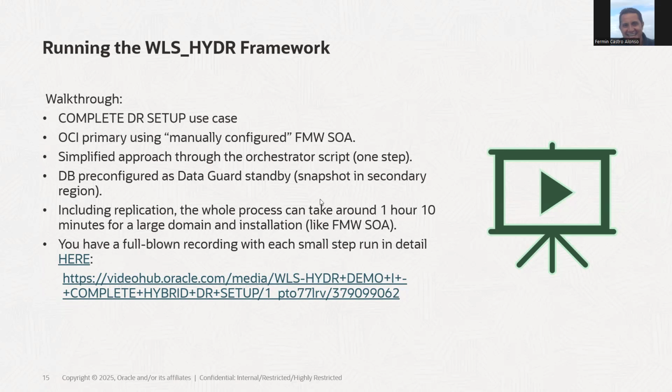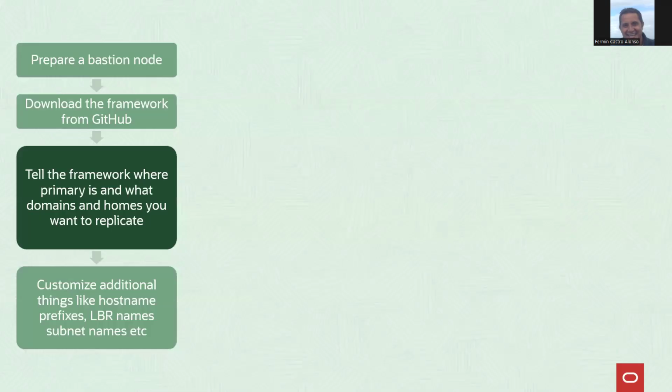In this case, we're using what we call the orchestrator script, which is a script that runs on top of the different models that I mentioned in the beginning and will automate the whole thing for you. You just configure a few things, run the orchestrator script, and you will have with that a secondary system created. So what are the main steps?